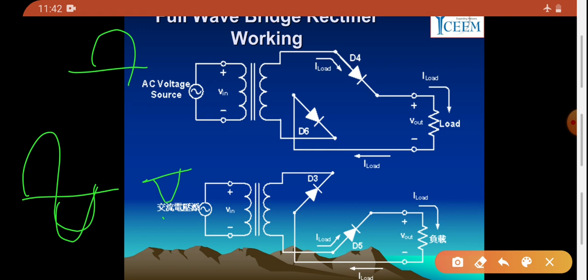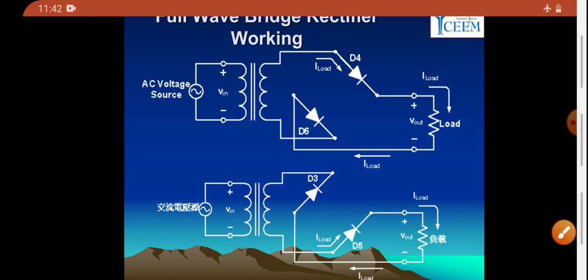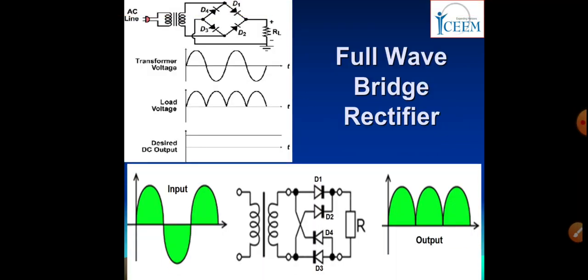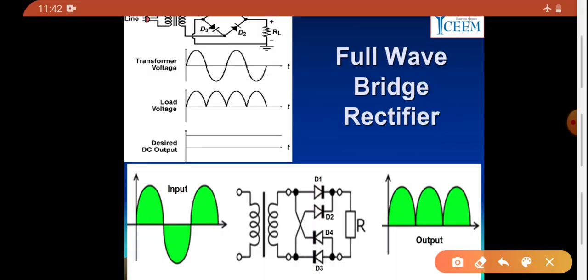Okay, so what will happen now, this will be the positive terminal and this will be the negative terminal. So the current direction you can see through D5, through the load, D3 and to the negative like this. So these are the two conditions for the positive half cycle and for the negative half cycle, so that you will get both the half cycles in the output. Both the circuits are same.